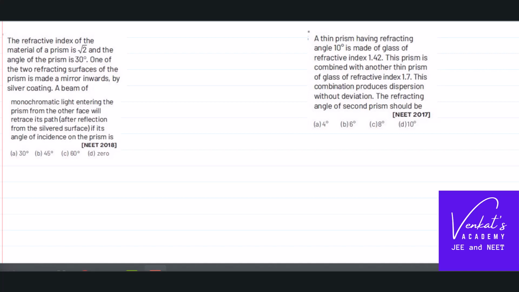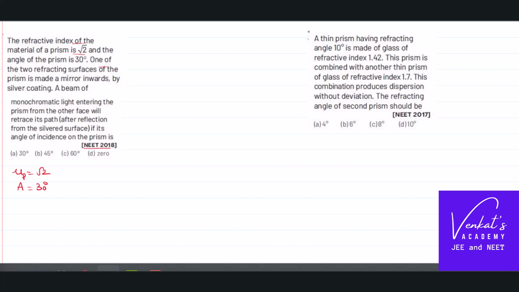We are solving two problems based on prisms from ray optics. Let us see this first question. What it says is, the refractive index of the material of the prism is root 2. Given that refractive index of the prism is root 2. And the angle of the prism A is given as 30 degree.